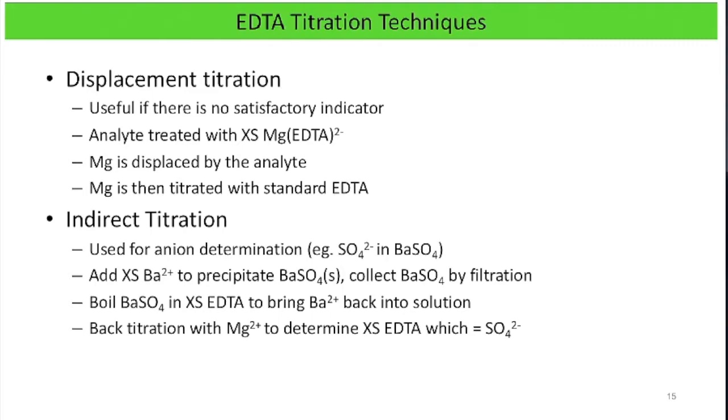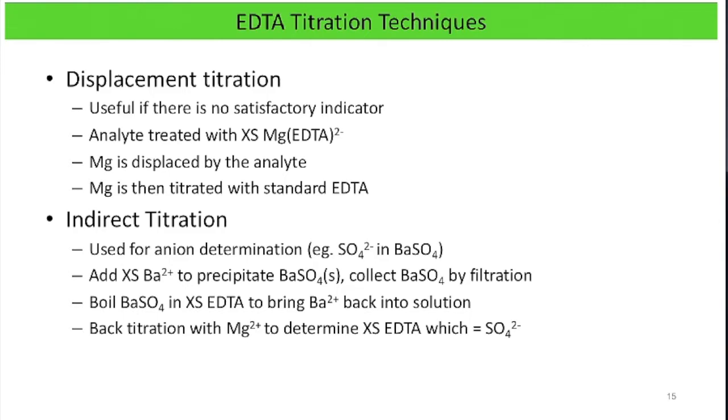The magnesium is displaced by the analyte because magnesium doesn't create a really strong complex with EDTA. I mean, it's stronger than lithium, potassium, and sodium, but when compared to the rest of the metal ions, it's pretty weak. So what we're trying to do here is displace the magnesium from the EDTA by replacing it with the analyte. The analyte is going to create a stronger complex with EDTA. And now, since we have magnesium in the solution, we can titrate that with the standard EDTA and use an indicator that is useful for magnesium titrations.